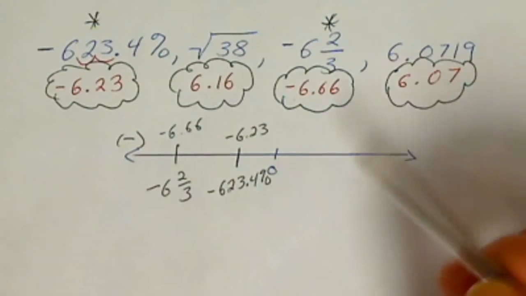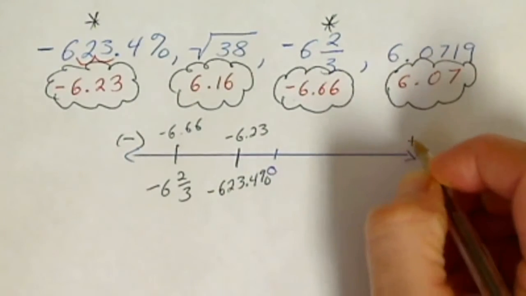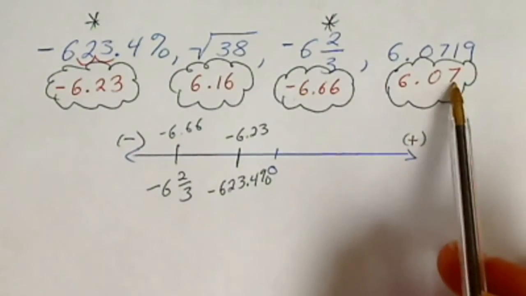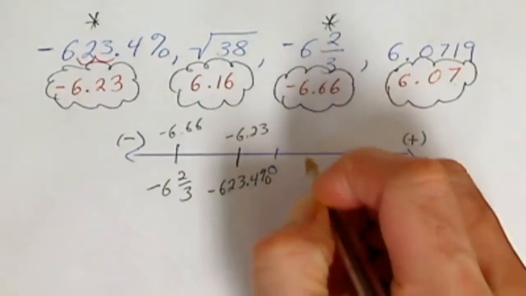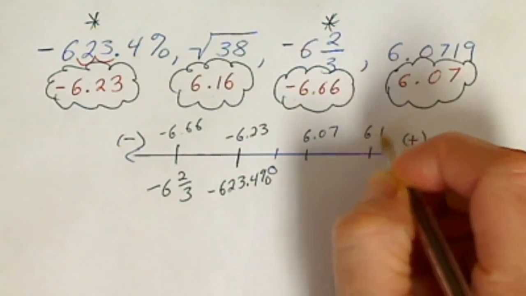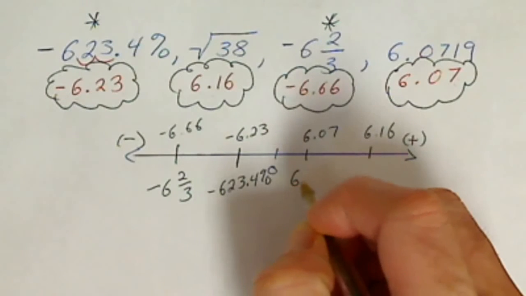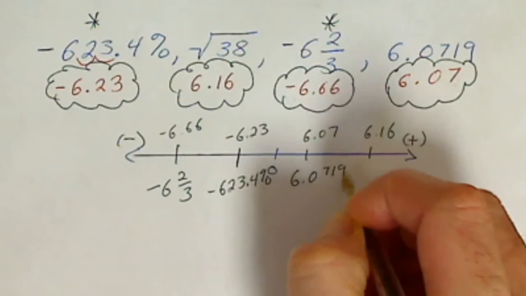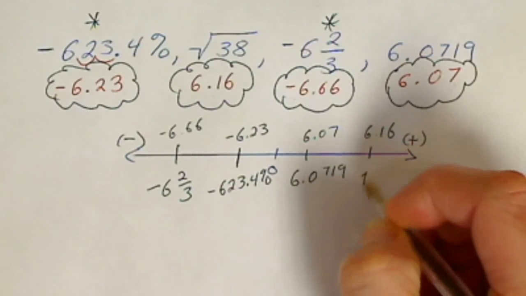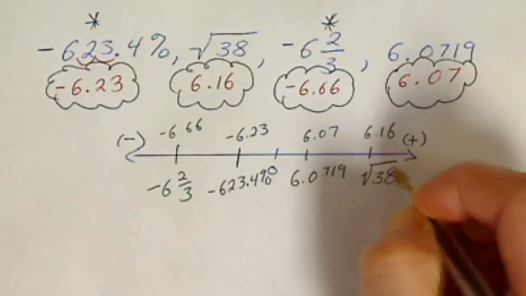Now on the positive side, same thing. As I leave 0 going in the positive direction, what's the first number I'm going to run into? Is it $6.07 or is it $6.16? And it would be 607, and then it would be 616. So the 607 came from the decimal. The 616 came from the square root.